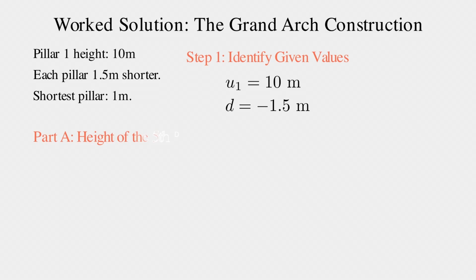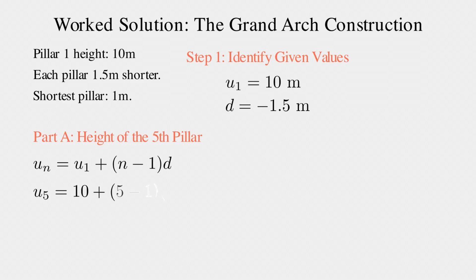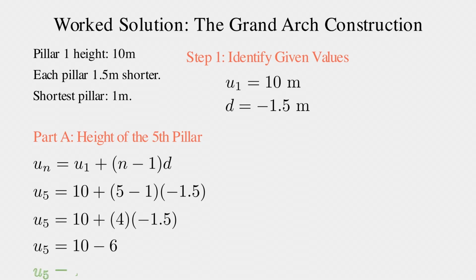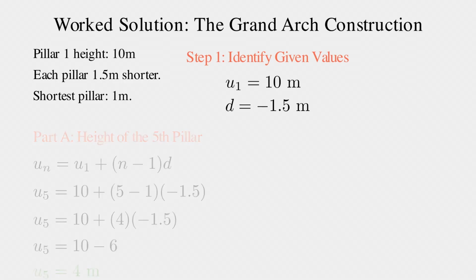For part A, we need to find the height of the fifth pillar. This means we are looking for u5. Now we're going to use the formula. un is equal to u1 plus n minus 1 times d. Substituting our values, you get u5 equal to 10 plus 5 minus 1 multiplied by minus 1.5. This will give us the height of the fifth pillar, u5 equal to 4 meters.